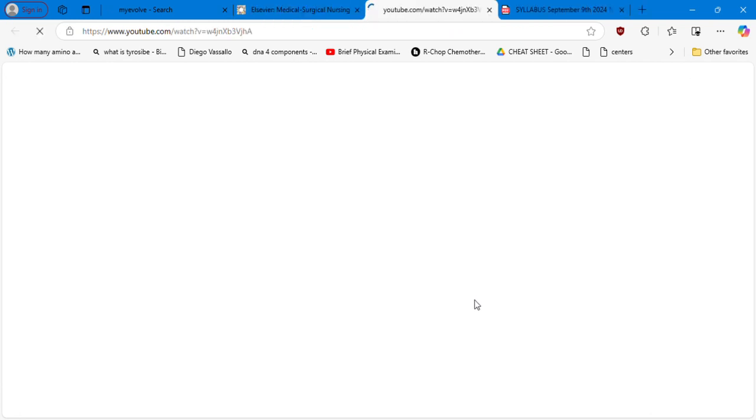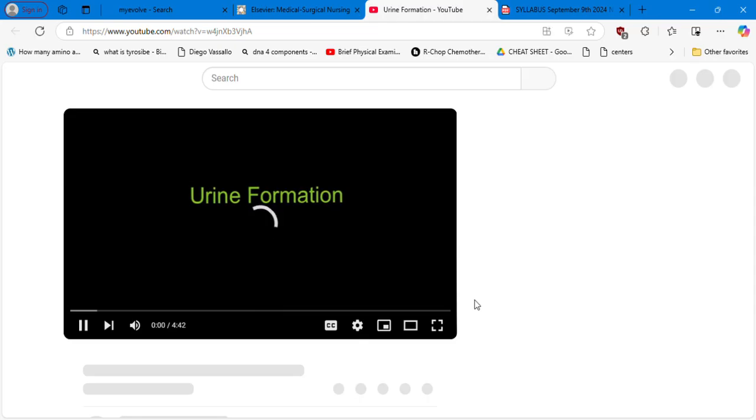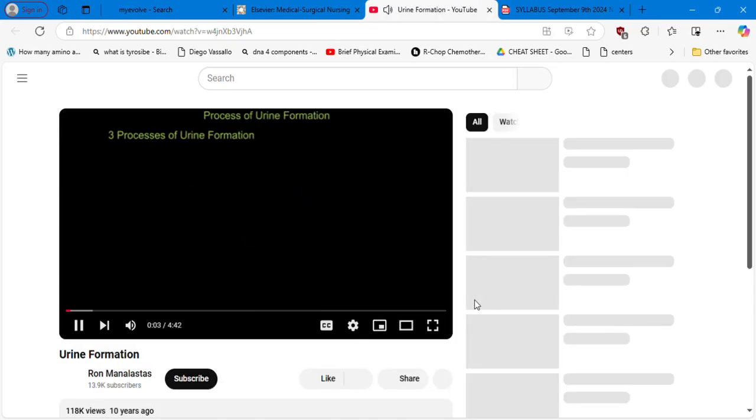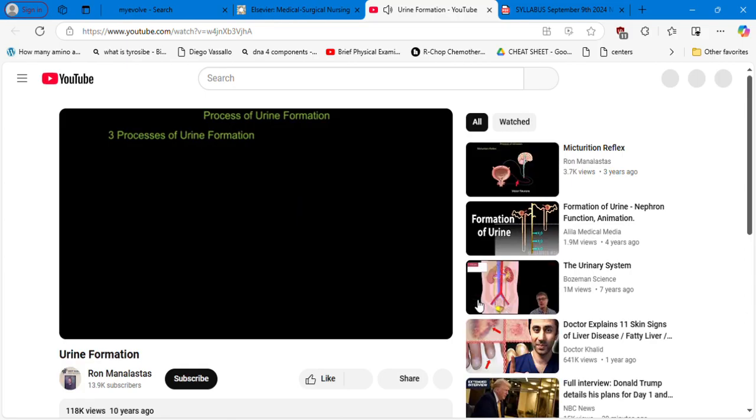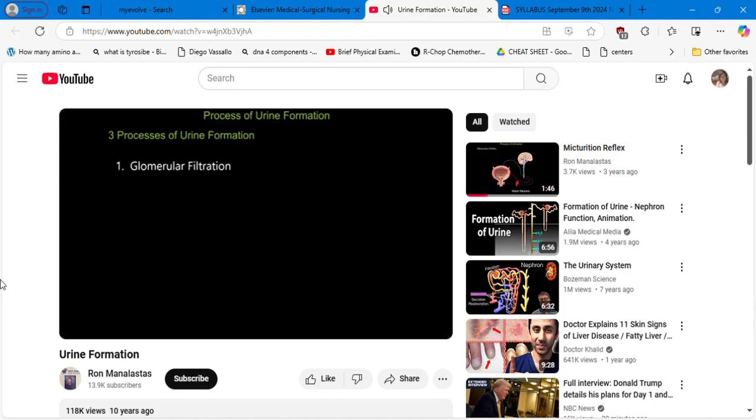Urine formation. So we review the anatomy of the kidneys, the nephrons. Now we're going to review the urine formation. Pay attention, because this is, for me, the most important part of this entire chapter. There are three processes that are involved in the formation of urine. The first process is glomerular filtration, which is the separation of smaller substances in the plasma, such as glucose, amino acids, ions, and water, from larger substances in the plasma, such as platelets, white blood cells, red blood cells, and proteins. The second process is tubular reabsorption.